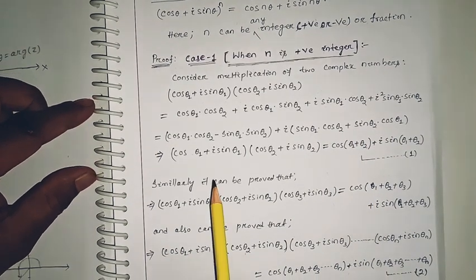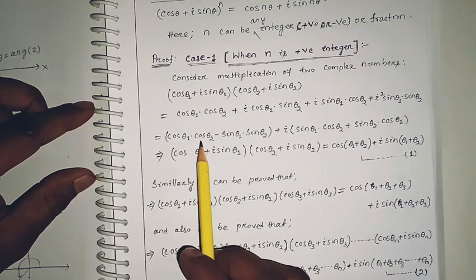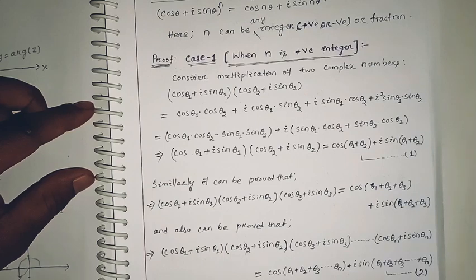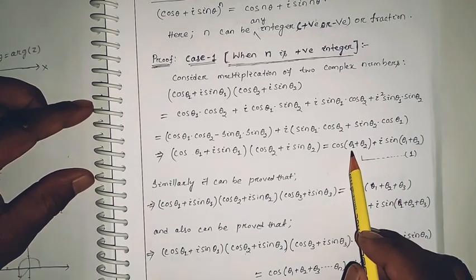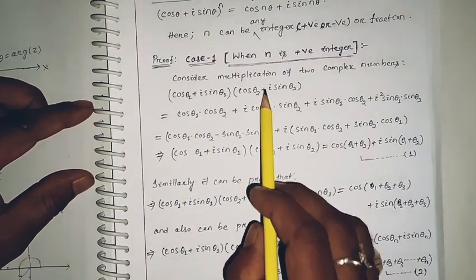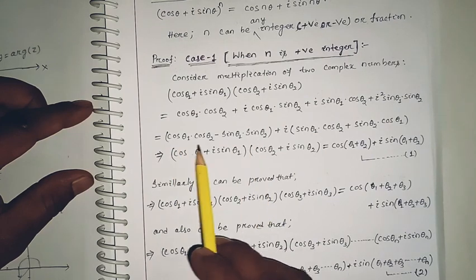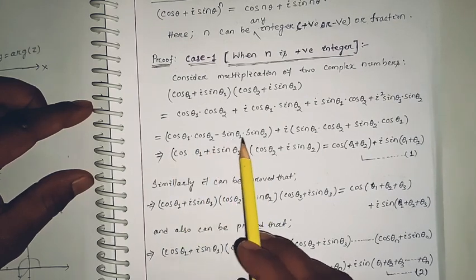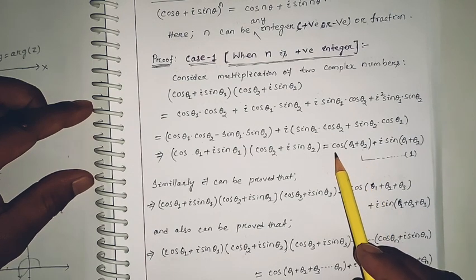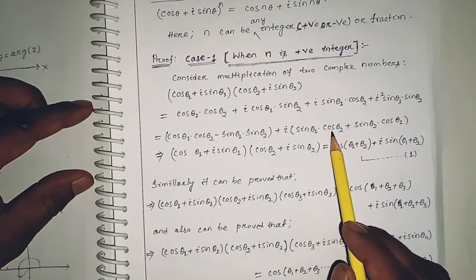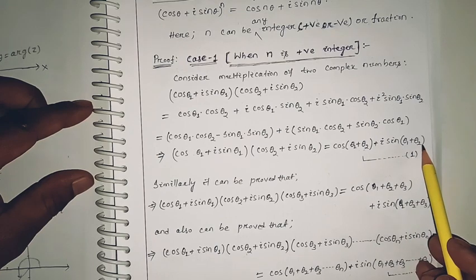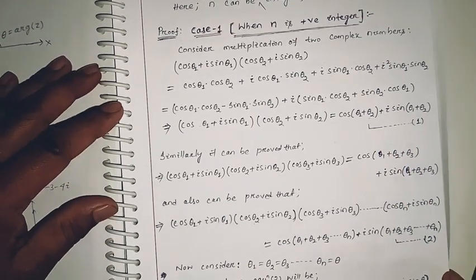Now cos theta 1 into cos theta 2 minus sin theta 1 into sin theta 2 is nothing but cos of theta 1 plus theta 2. That means cos(A plus B). Here sin theta 1 into cos theta 2 plus sin theta 2 into cos theta 1 is nothing but sin of theta 1 plus theta 2. So the product equals cos(theta 1 plus theta 2) plus i sin(theta 1 plus theta 2). This is equation number 1.